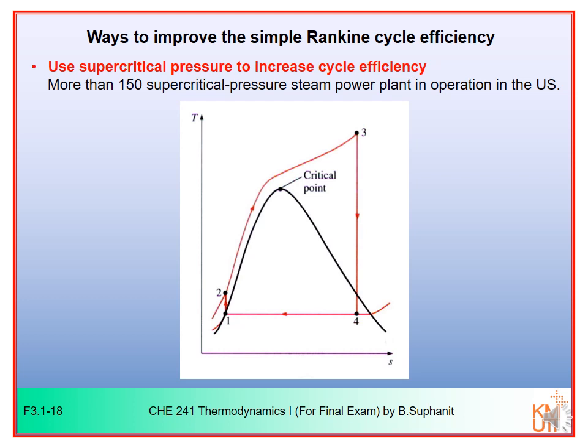Now, there is also another way to improve the Rankine cycle efficiency. In this way, we will make use of the supercritical pressure in order to increase the cycle efficiency. In the supercritical cycle, it means that what happens in the boiler will be in the supercritical region.